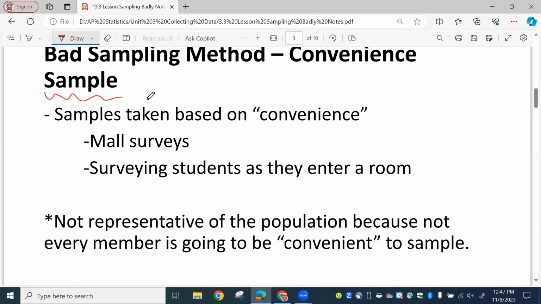The same thing would be true, say, if we surveyed everybody walking into the cafeteria and just stopped people as they walked by without any sort of randomness or methodology involved.